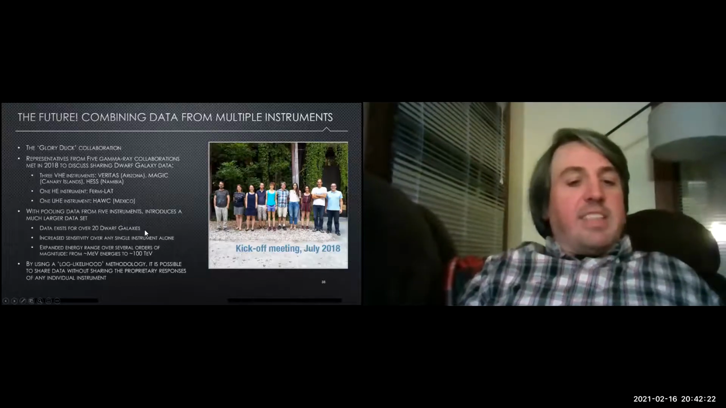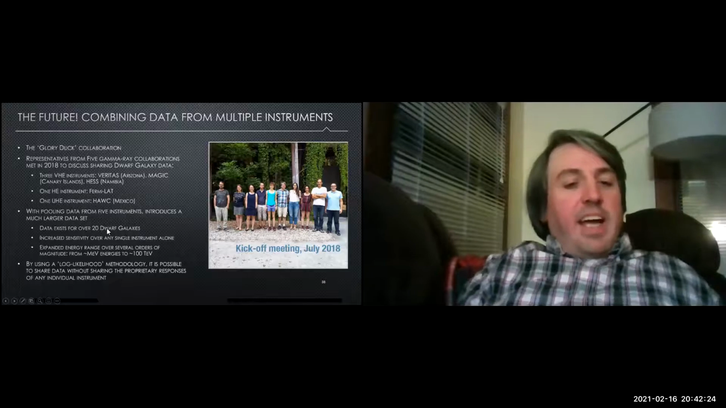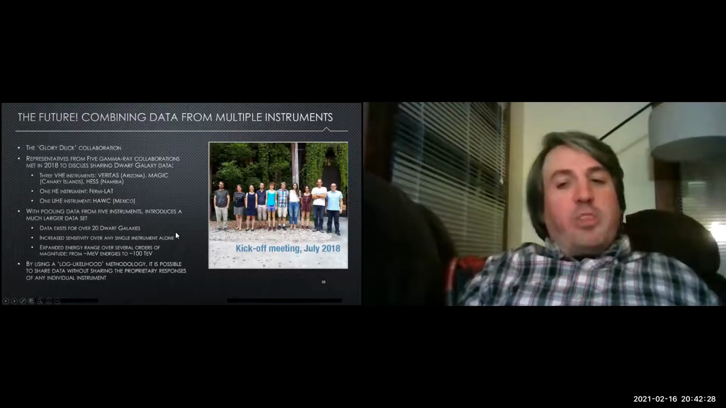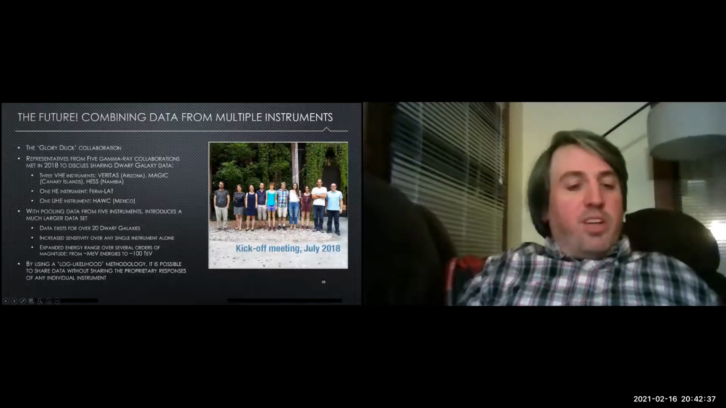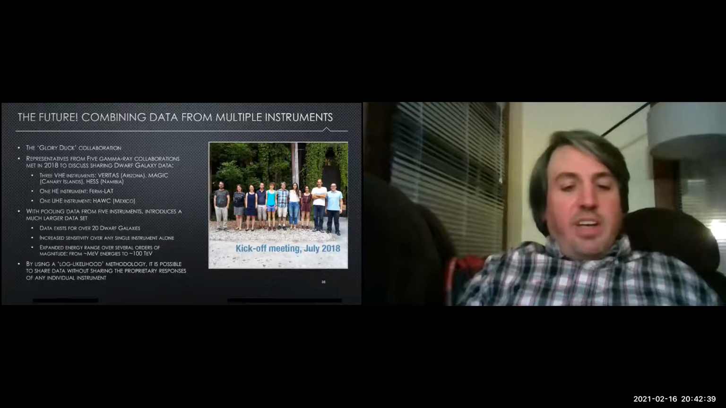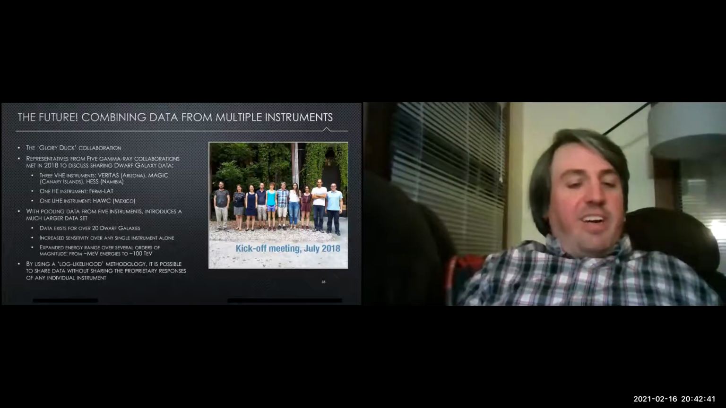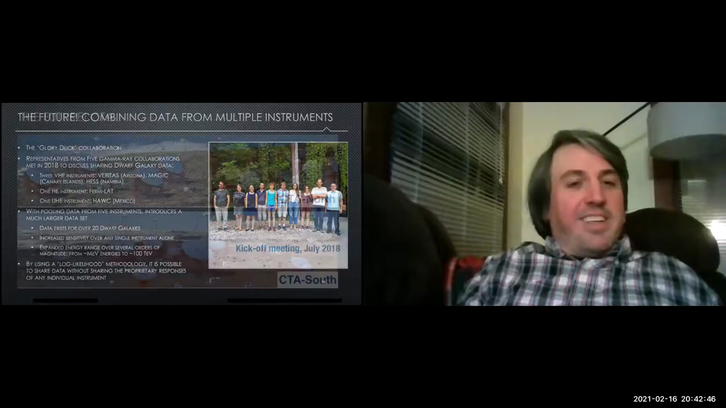VERITAS itself has data on 20 dwarf galaxies. So this is increased sensitivity over one single instrument. We try to get several instruments together to get a better idea of what's going on. And we can do this using what we call a log likelihood methodology without having to share proprietary information of any particular instrument, because we are kind of territorial in that area.